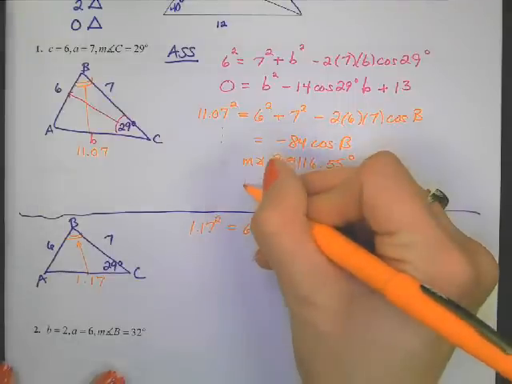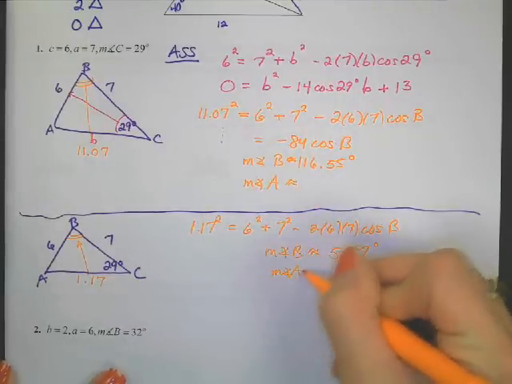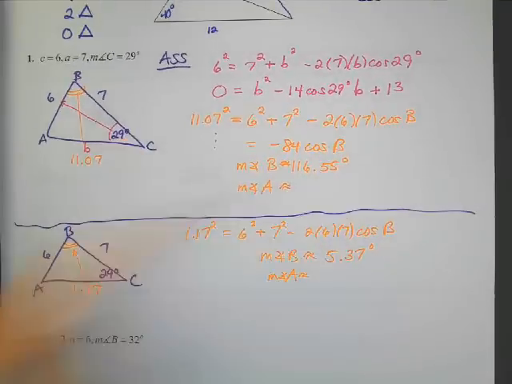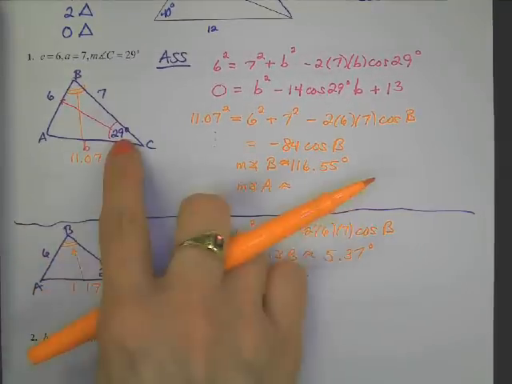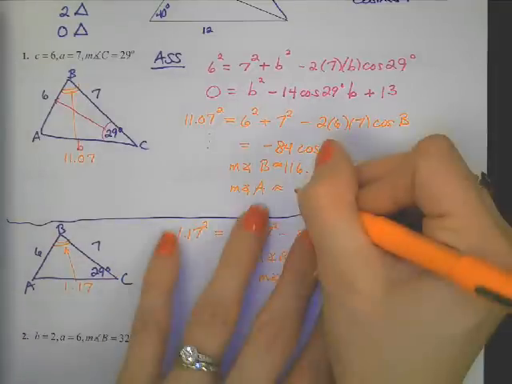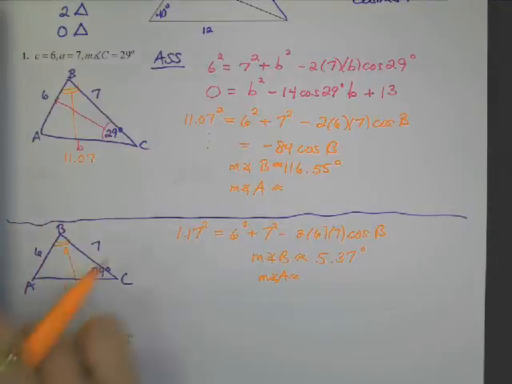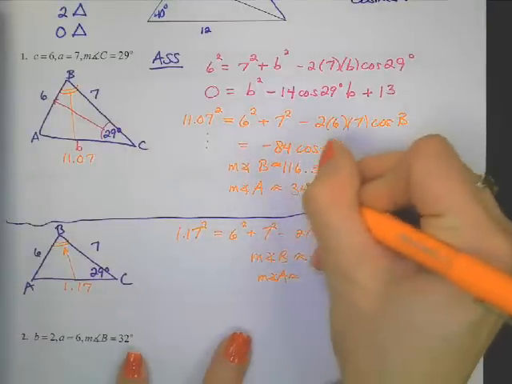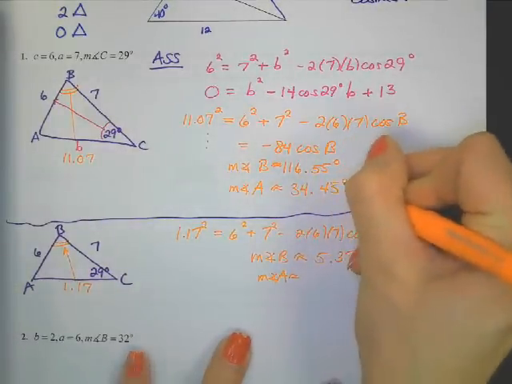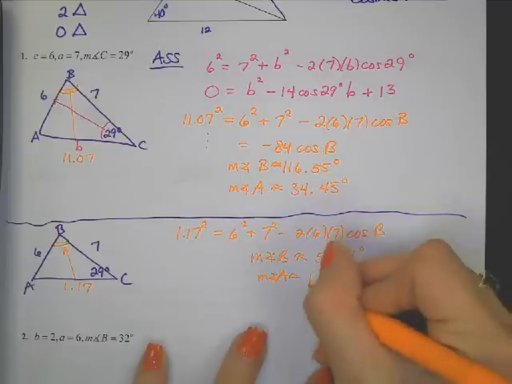And then we could just do subtraction to find the measure of angle A for each triangle. We have a 29-degree angle, so let's subtract 29 and 116.55, and the measure of the angle is 34.45 degrees. And down here with some simple subtraction, measure of angle A is 145.63 degrees.